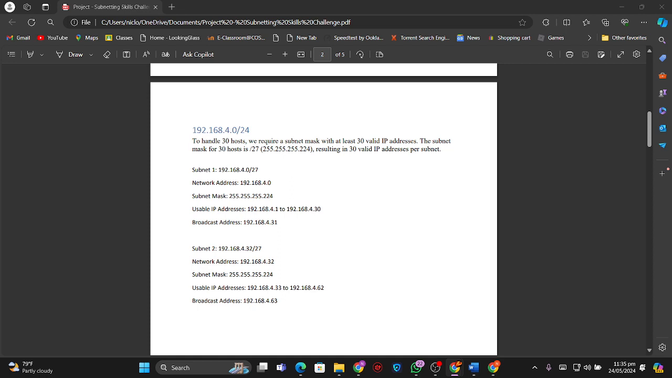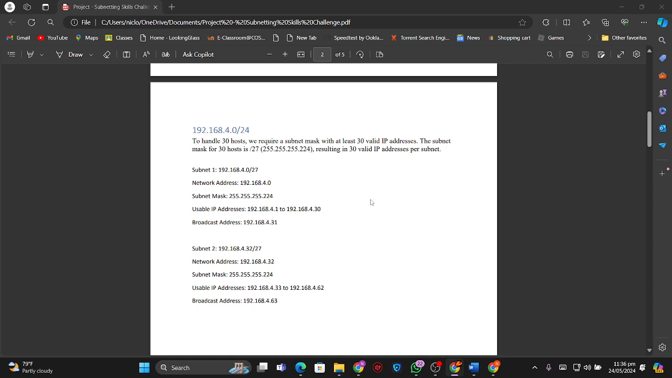For the second subnet, we'll have a network address of 192.168.4.32, with the subnet mask being 255.255.255.224, and usable IP addresses ranging from 192.168.4.33 to 192.168.4.62, with the broadcast address being 192.168.4.63. These subnets allow us to meet the requirement of 30 hosts per subnet.